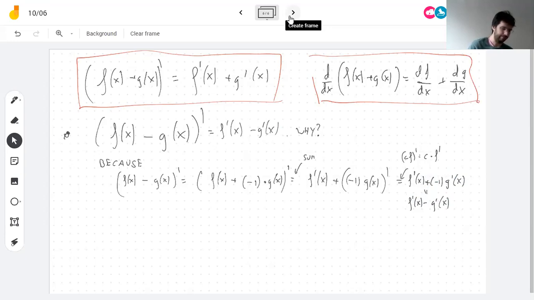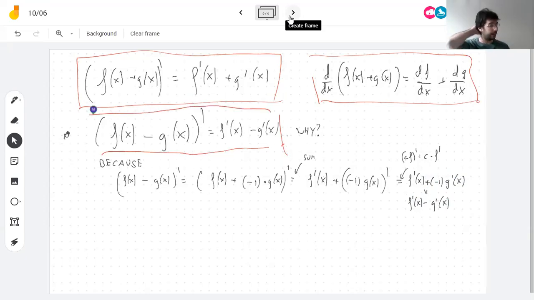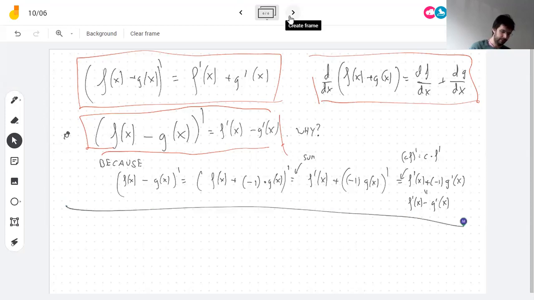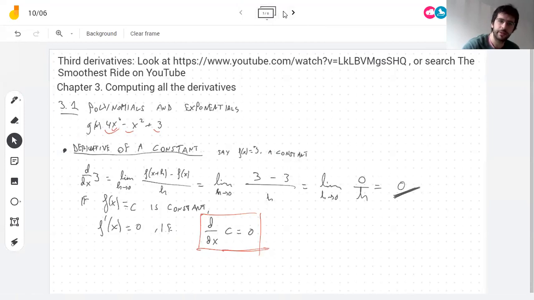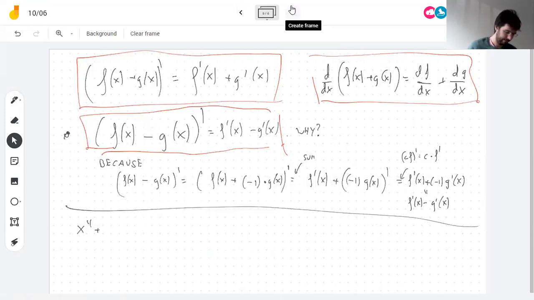So finally, I can add derivatives together. I can multiply by a constant. I don't know how to multiply derivatives yet. I can take powers. That means I can take derivatives of any polynomials. So what if I wanted to take the derivative of x to the fourth? What's the first thing that I wrote? 4x to the fourth minus x squared plus 3.